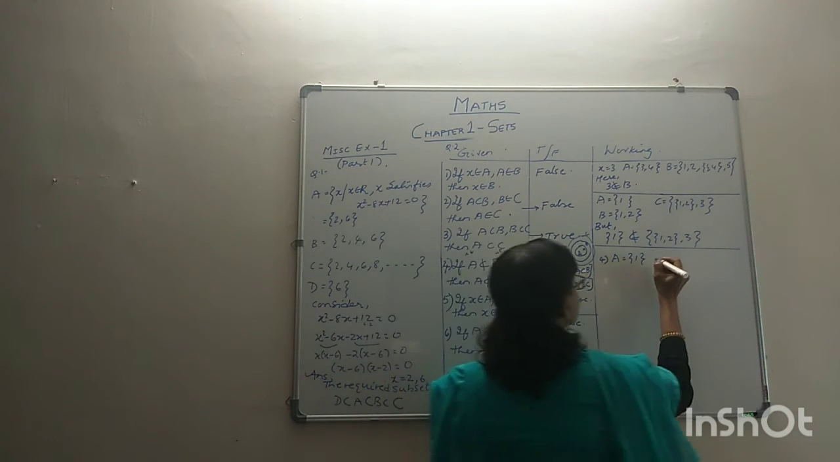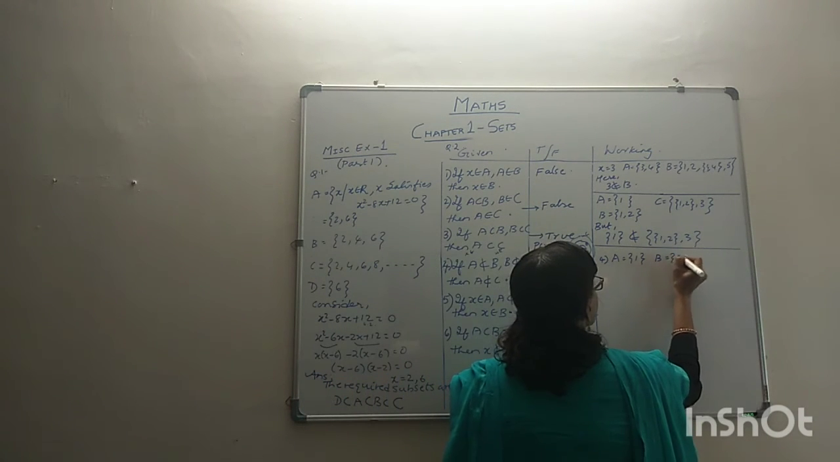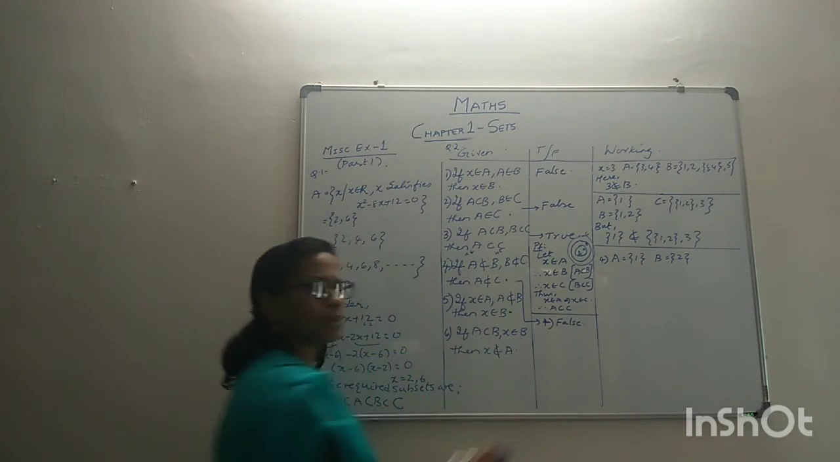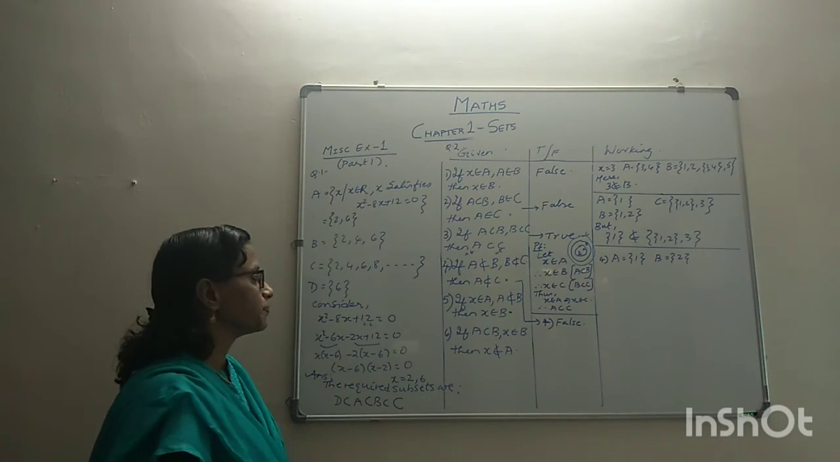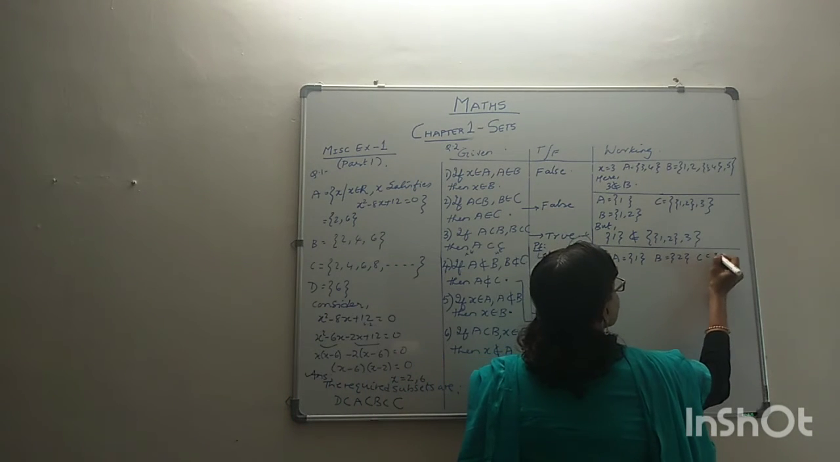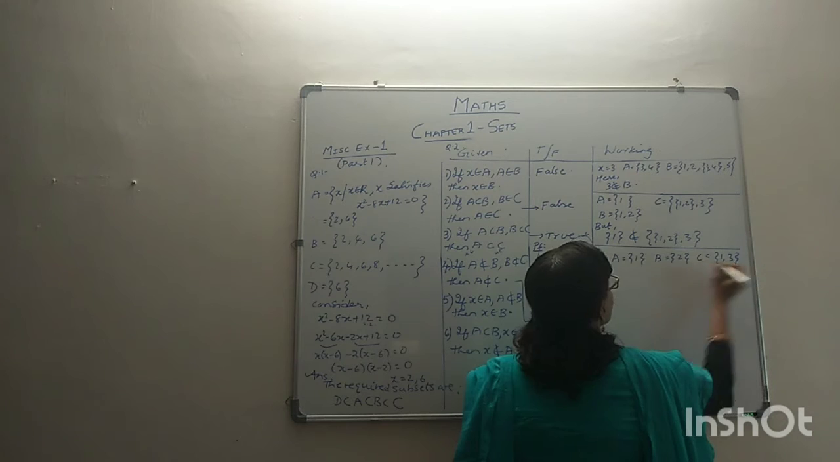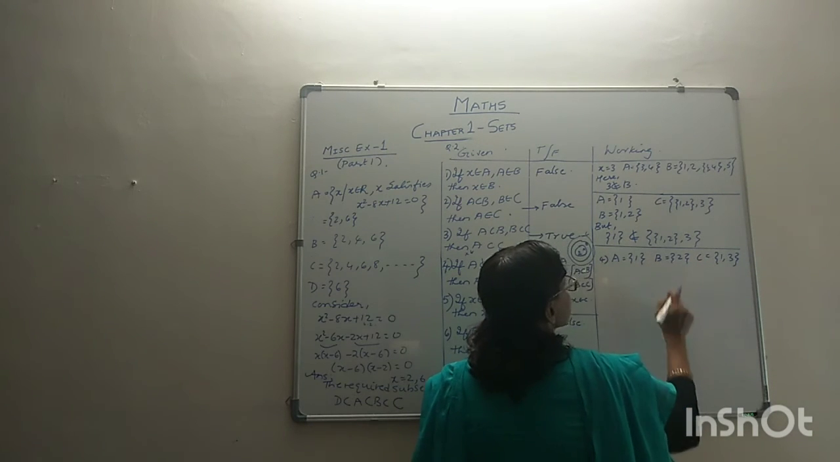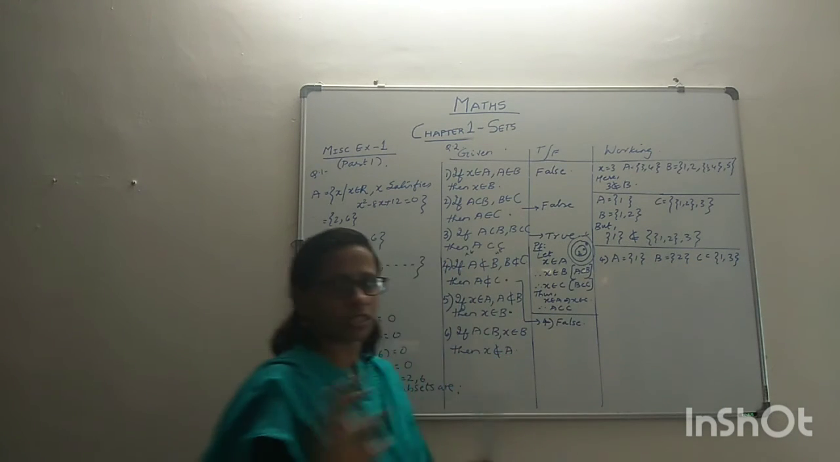We won't get confused. B, let it be {2}. Is it clear to us that A is not the subset of B? Yes, A is not the subset of B. Then B is not the subset of C. So let's take our C as something like {1, 3}. It's very clear to us that A is not the subset of B and B is not the subset of C. They are not subsets.